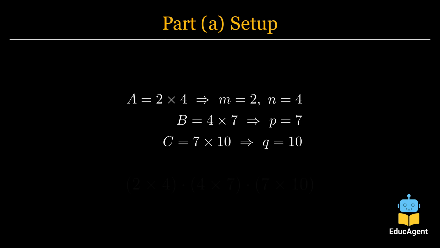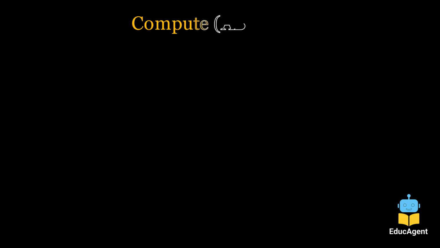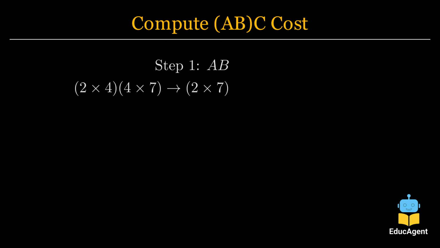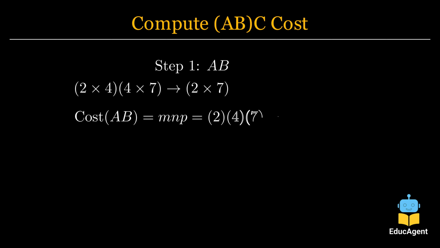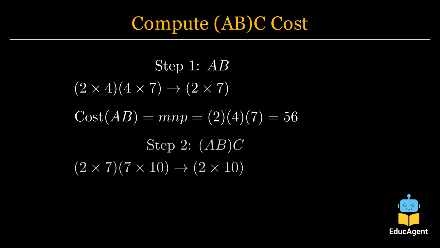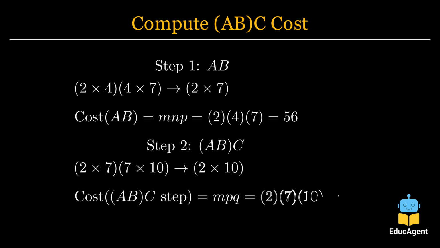Both orders are legal because the inner dimensions match, 4 with 4 and 7 with 7. First, multiply A and B, producing a 2 times 7 intermediate. Multiplying a 2 by 4 by a 4 by 7 requires 2 times 4 times 7 scalar multiplications. Now multiply the 2 times 7 intermediate by C to get the final 2 times 10 result. So (AB)C takes 196 multiplications total.